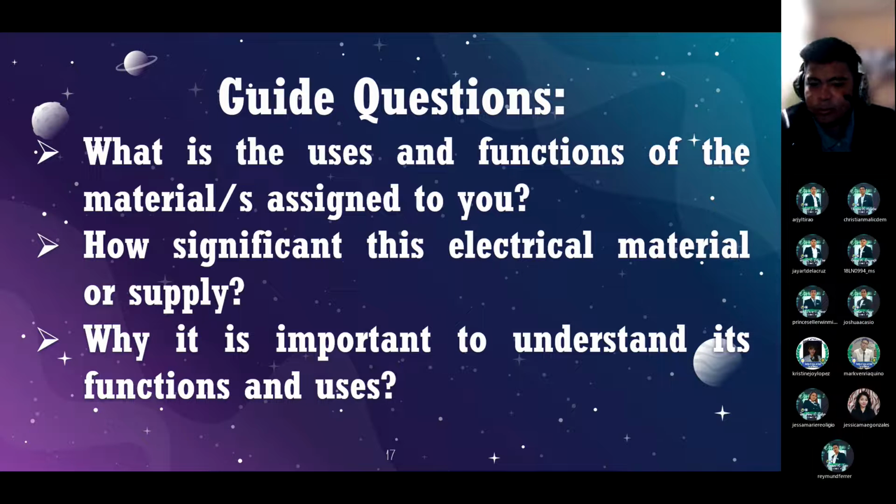Group 3, last group. Group 4, who's the representative? Sir, Reniel po, sir. Yes, Reniel, proceed. Yung sa amin, sir, is circuit breaker. And the use of a circuit breaker is to protect the circuit if something bad happens to, like, the bulbs, if they burst, the circuit breaker is the first to be hit.